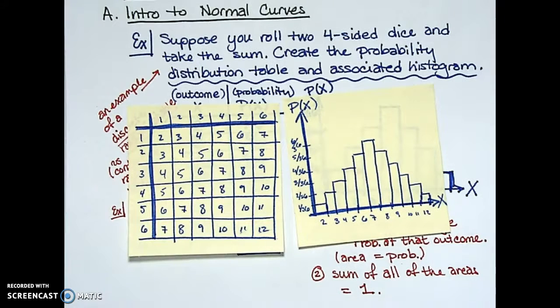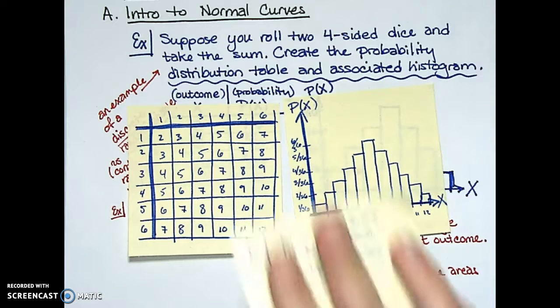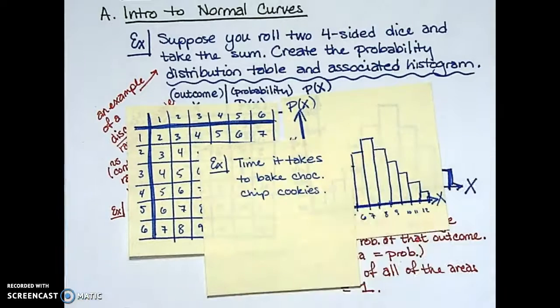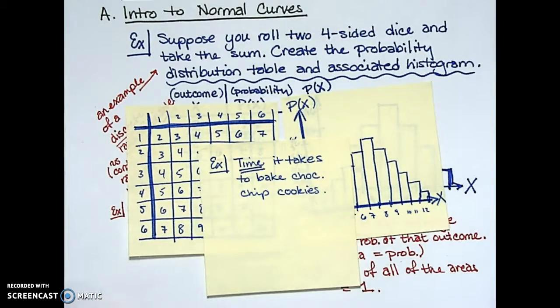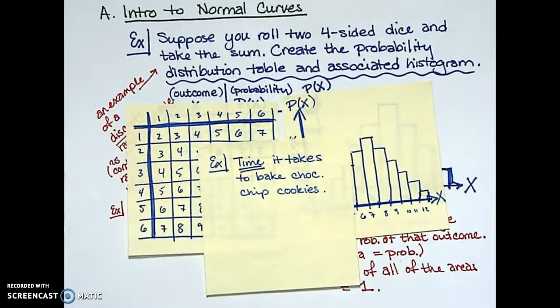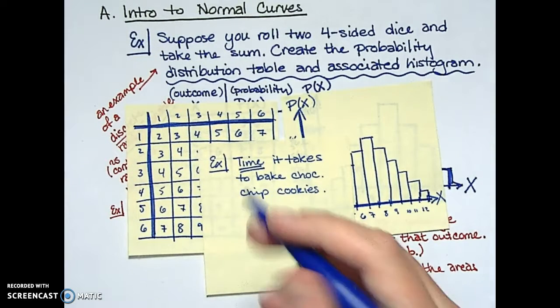Now let's consider a random variable or a quantity that is continuously measured. So for example, what about the time it takes to bake chocolate chip cookies? Again, the quantity that we're measuring is time, and it's a continuous quantity. We have a rough idea of what it might be, but we can't predict it exactly. Now, let's think about the probability distribution histogram associated with the time it takes to bake chocolate chip cookies.